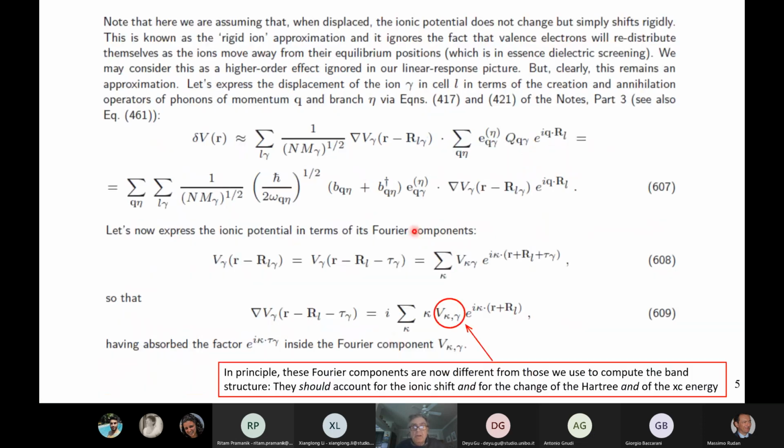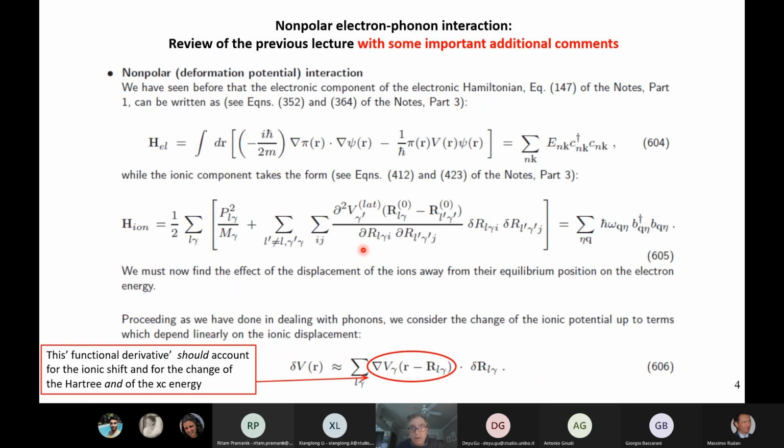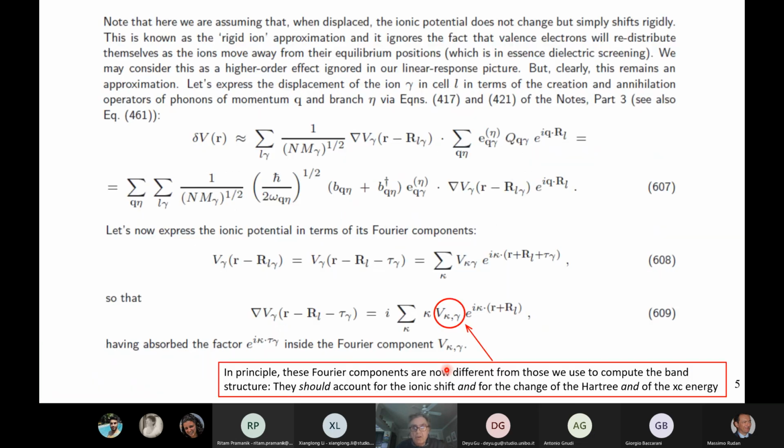So it's interesting to proceed the way that I did last time, and I want to emphasize a few things about this. What we're going to do is expand this as a power series, to leading order only in the displacement of the ions from their equilibrium position.